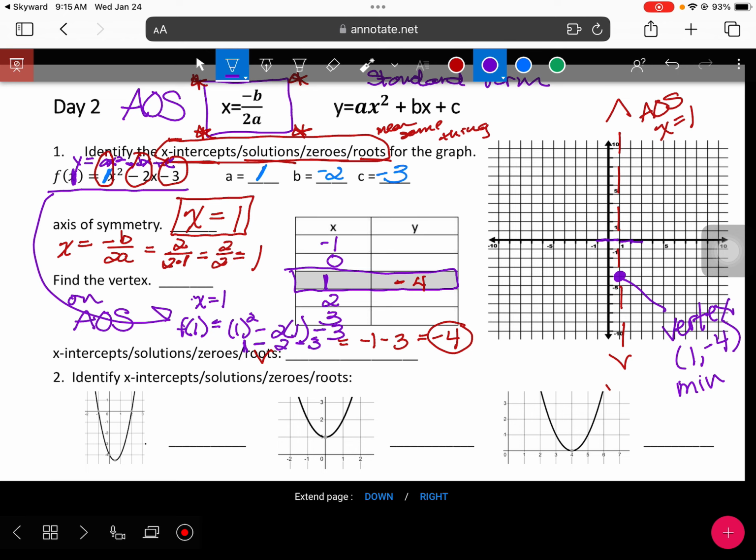All right, so let's substitute 0 in for x. Okay, so if I say f of 0, putting 0 in, I get 1 times 0 squared plus, minus 2 times 0 minus 3. Well, 0 squared is 0. 0 minus 0 is 0. And 0 minus 3 is going to be negative 3. So my point here is 0, negative 3.